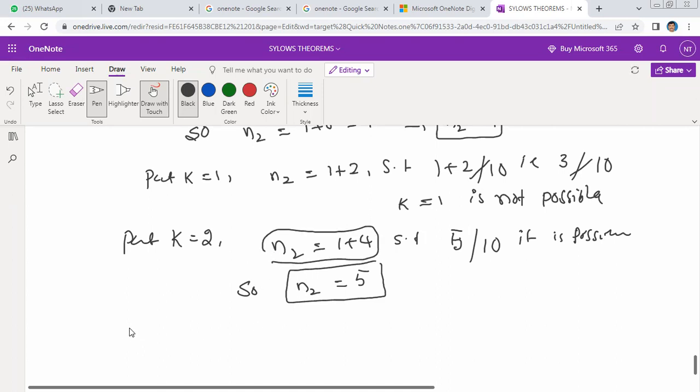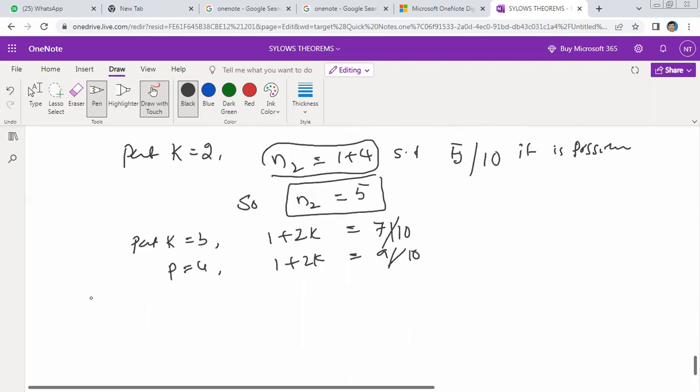For K equal to 3, is it possible? Put K is equal to 3. Then 1 plus 2K is equal to 7. Does 7 divide 10? No. K is equal to 4: 1 plus 2K is equal to 9. 9 does not divide 10. Therefore, for K is equal to 3, 4, 5, these values are not possible.